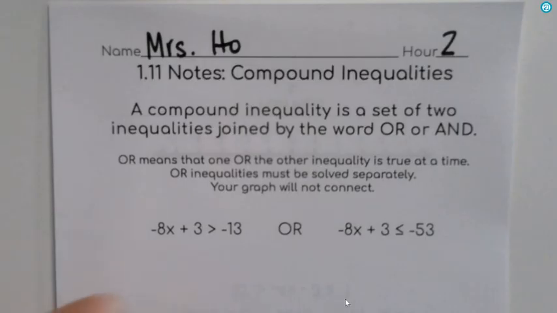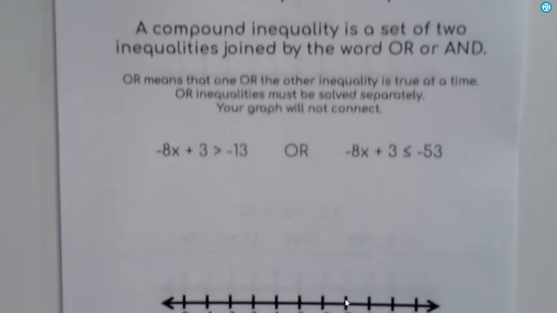So right here, our first one, we can be greater than negative 13 or less than or equal to negative 53. We cannot be both of those things at the same time, okay? So that's like me saying, let me give you an example with positive numbers. I am older than 18 and younger than 11 at the same time. I cannot be both of those things at the same time. So with or inequalities, essentially what we're doing is we're solving two inequalities on the same problem, graphing them on the same graph, but they get solved completely separately. So let's get started with these.